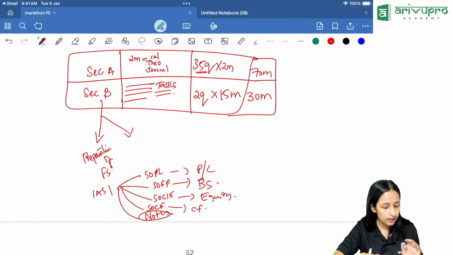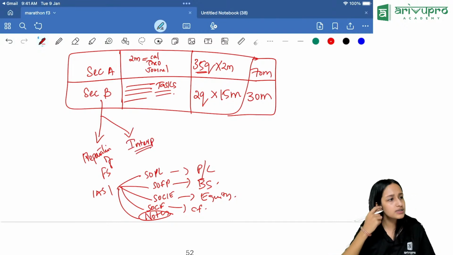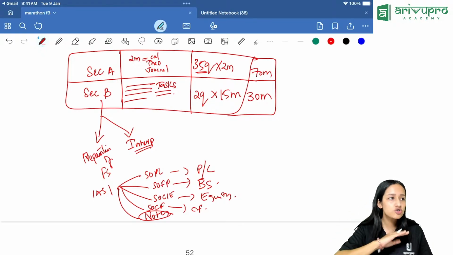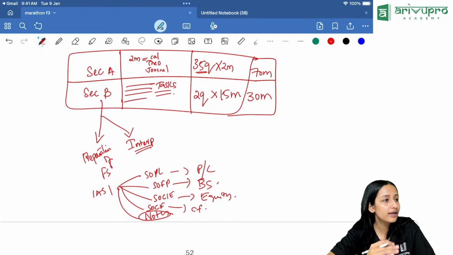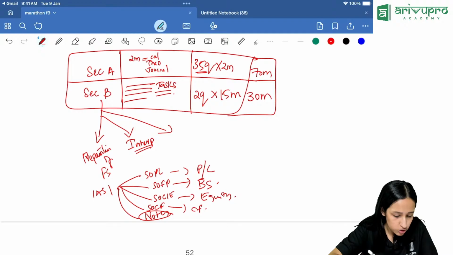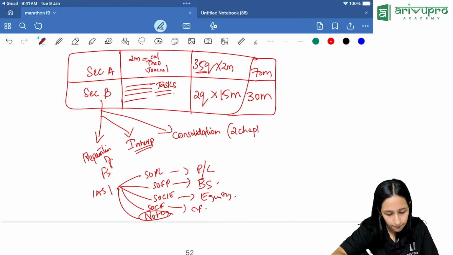So this is going to come from one question for section B. That's one type of question that could come. Second could be the interpretation. What is interpretation? Probably asking for ratios and asking what each ratio means, etc. This is going to be a simple question because you will not have to sit and type anything. And the final one is going to be from consolidation, which we dealt with in the last 2 chapters.